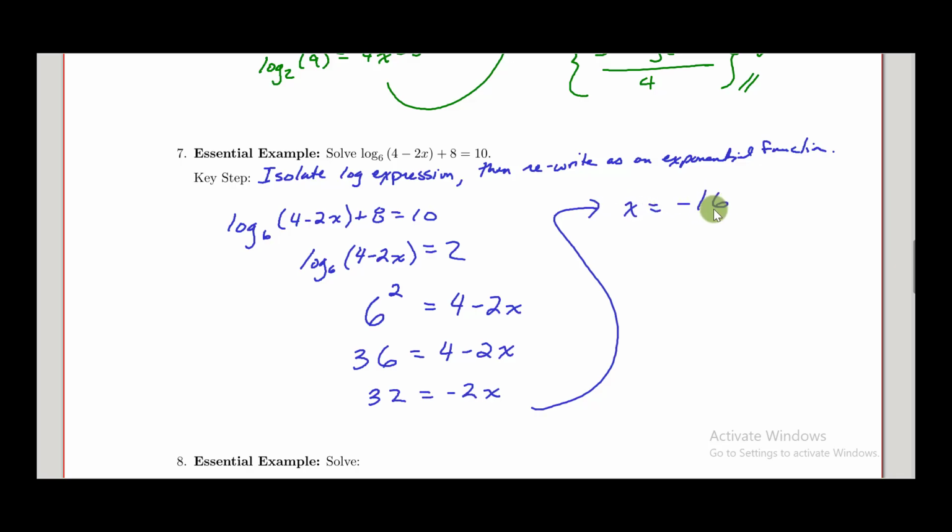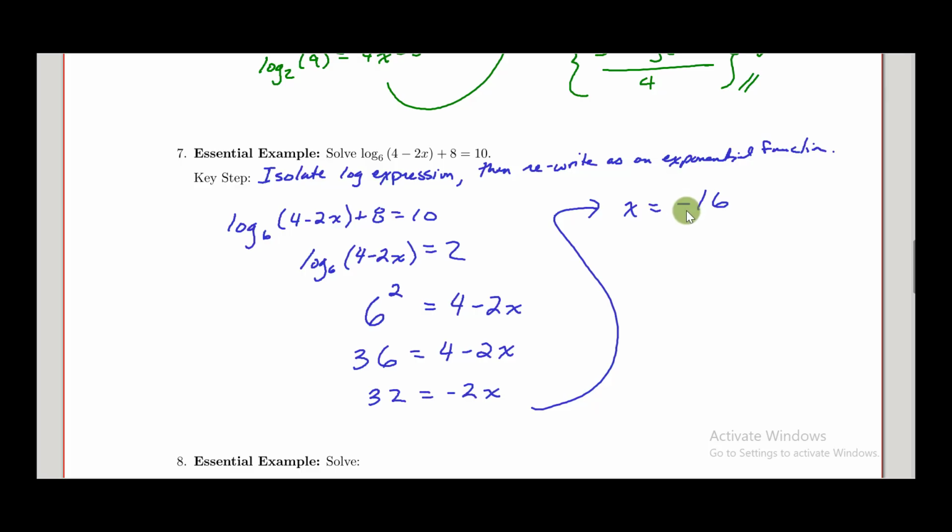Now, this gives me an answer of x equals negative 16, and I'm not going to be a stickler for this in this class, but you should know that the domain of the log or the expressions is not all real numbers, so anytime you get a solution, you need to check your answer.